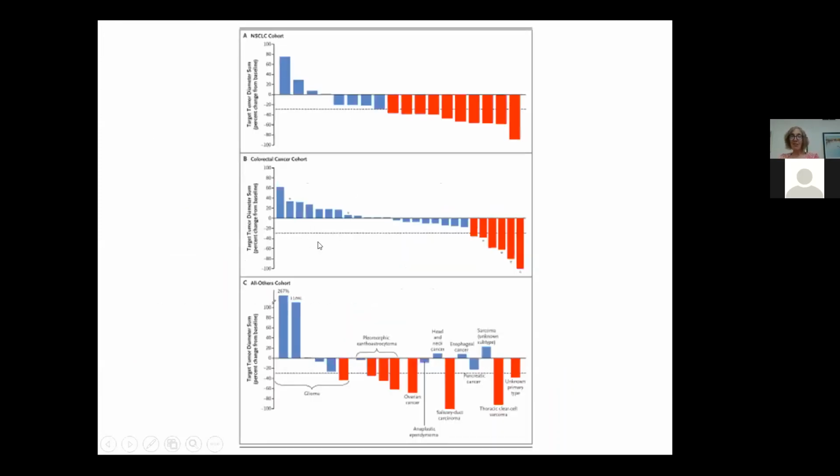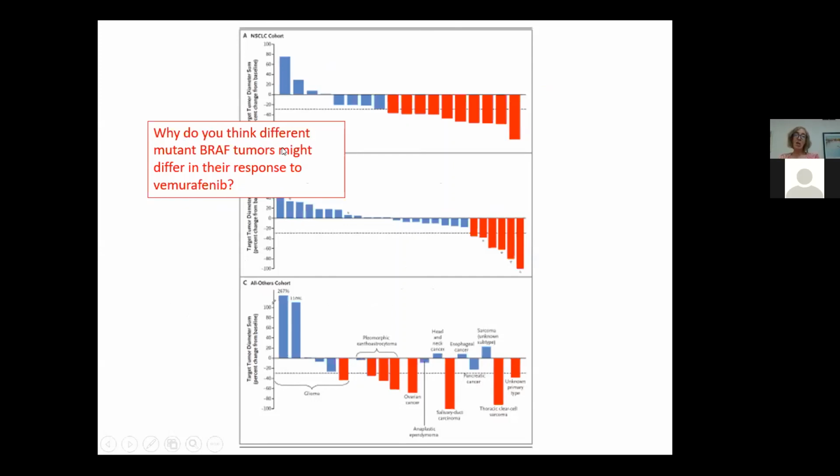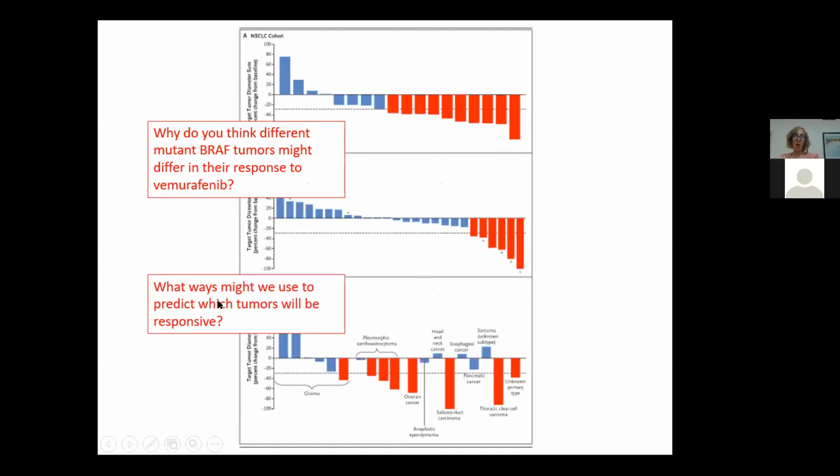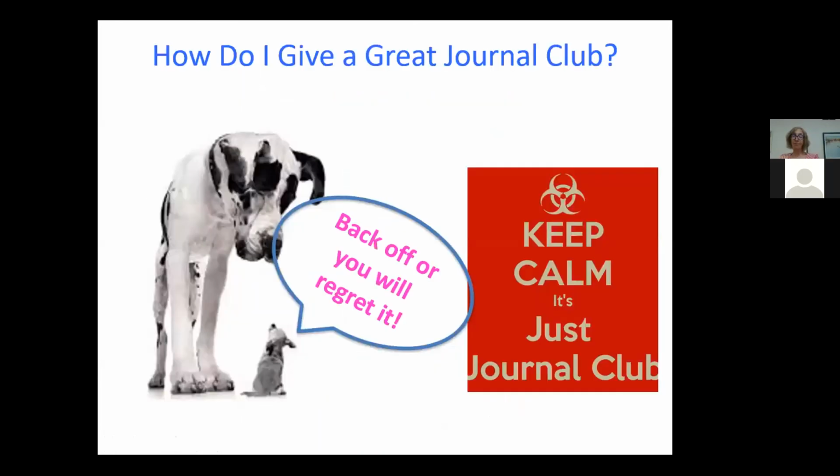So for example, here's one of the figures. You might ask, why do you think different mutant BRAF tumors might differ in the response to the drug? What ways might we use to predict which tumors would be responsive? As you'll have questions that will come up as you really study this paper. And so the question was, how do I give a great journal club? The answer is you prepare well. And then you're confident, you know your stuff, and just keep calm, and the big guys will back off because you know your answers.